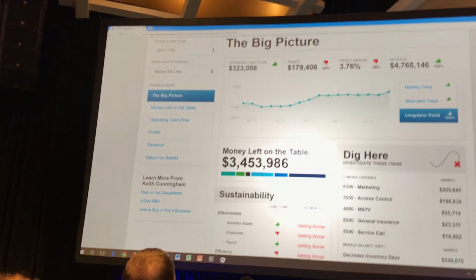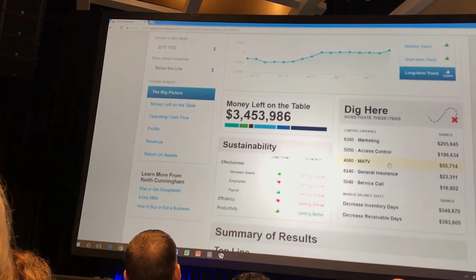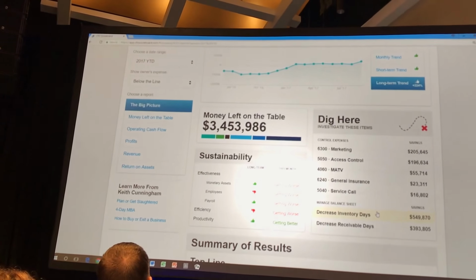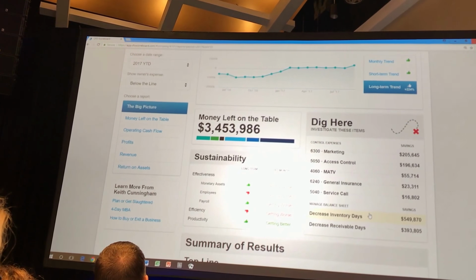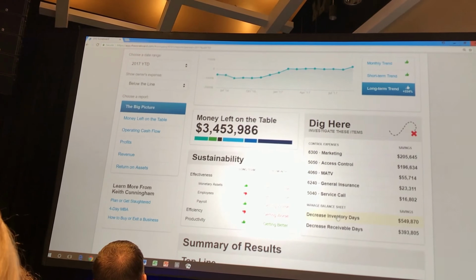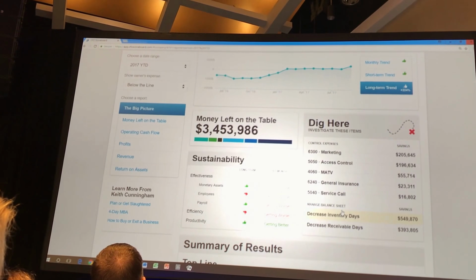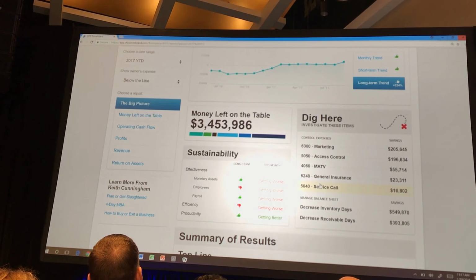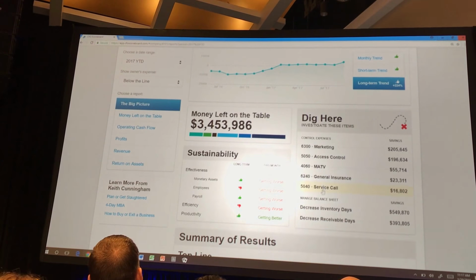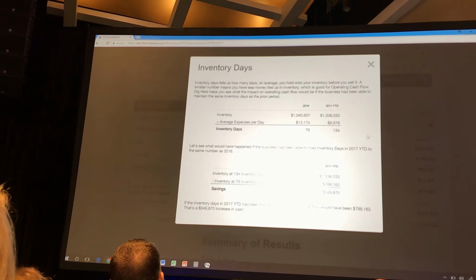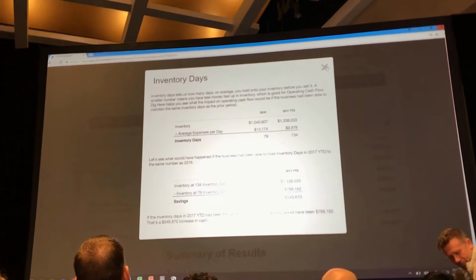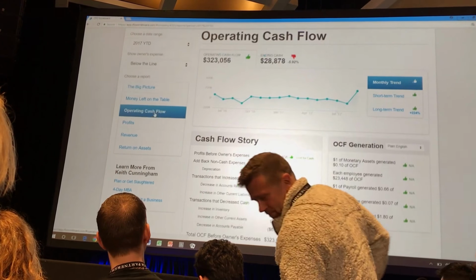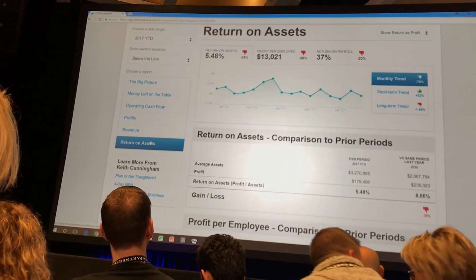I mean, right here, I've got this whole section on dig here. Here's where you need to dig. Here are the 5, 6, 7 things that if you wanted to have the most significant impact on the economics of your business, pay attention to these, because these are the ones that have the biggest bang for the buck. For a small percentage change, you can make more difference with these than anything else. And I can click on any one of these, and it gives me little optics and metrics about how we do the calculation and how much money is being left on the table. I've got optics on cash flow, profits, revenue, return on assets.